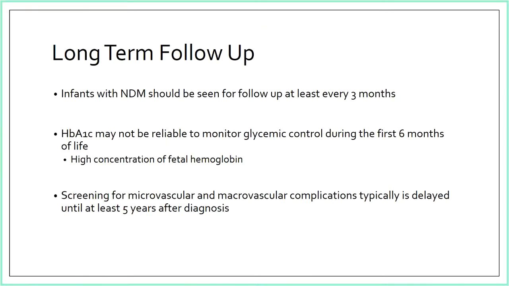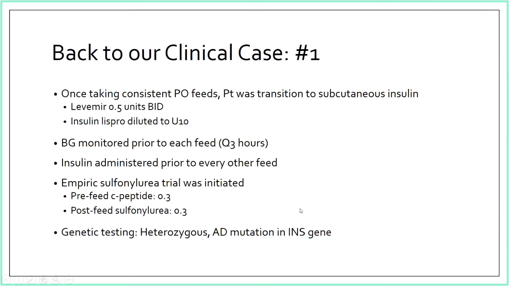The long-term follow-up: infants with neonatal diabetes mellitus should be seen for follow-up at least every 3 months. Hemoglobin A1Cs of note may not be reliable to monitor glycemic control during the first 6 months of life, and that's because of the high concentration of fetal hemoglobin during this time period. But screening for microvascular and macrovascular complications typically is delayed until at least 5 years after diagnosis. Let's go back to our clinical case.